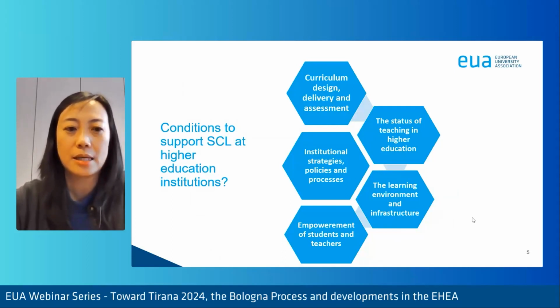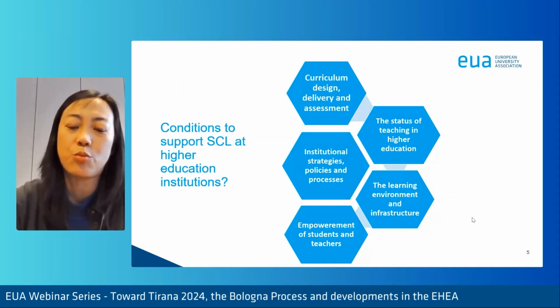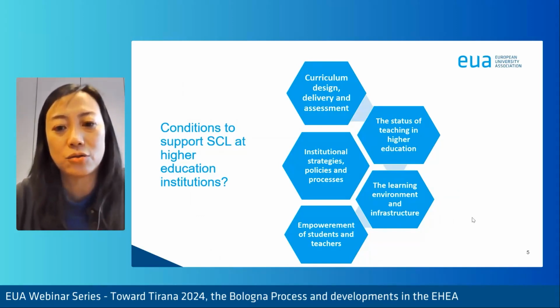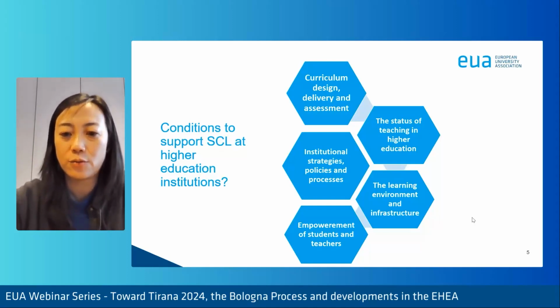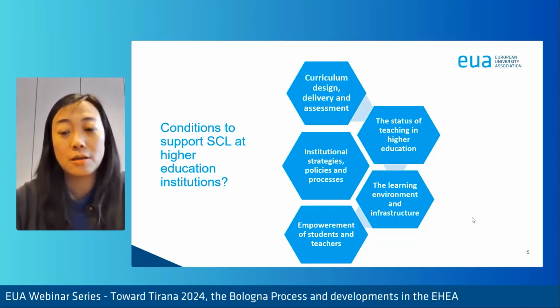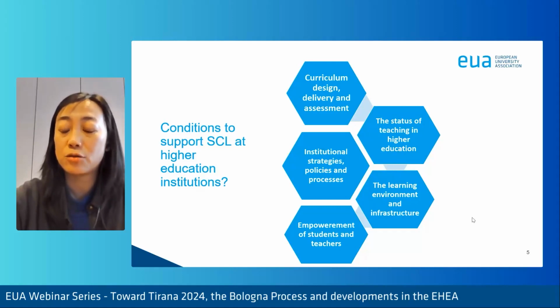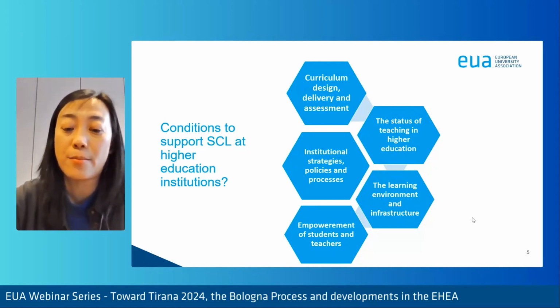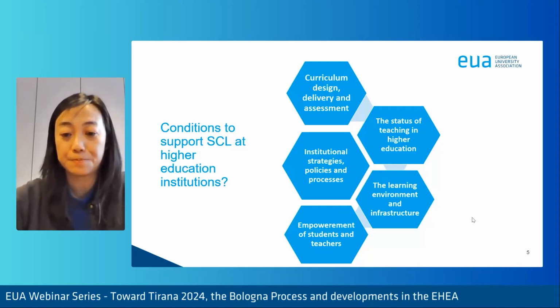What we could also see from our prior work at the EUA on the topic is that there seems to be some consensus or agreement on conditions that are necessary to support student-centered learning at institutions, and they more or less cover the following areas: curriculum design, delivery, assessment, the status of teaching in higher education, institutional strategies, institutional policies, processes, organization, the learning environment and infrastructure that is required and available, and also a question of empowerment for students.